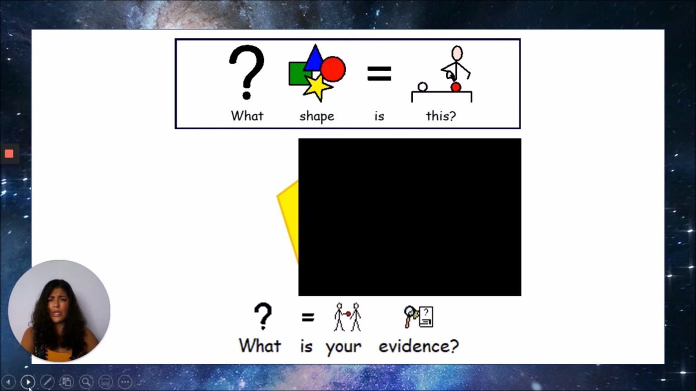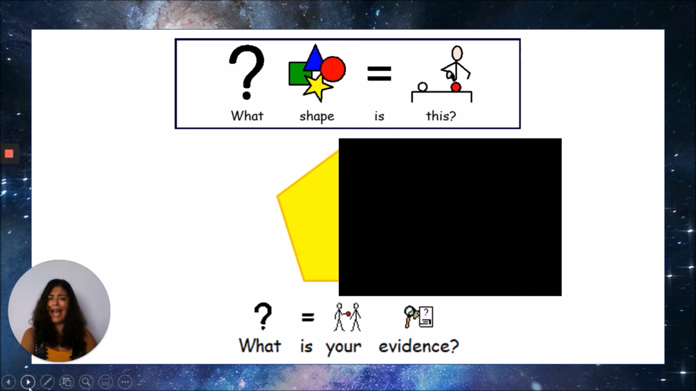Not quite sure yet though. How about now? What shape could it be? Do we still think it could be a triangle? No, probably not. Why not? Well, let's look. We've got 1, 2, 3 sides. But doesn't a triangle have 3 sides? Why could this not be a triangle?